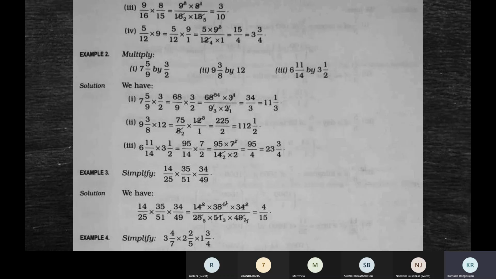Now somebody else. The second and the third one are similar, the same thing. This is a mixed fraction. You should write it as an improper fraction. Both are mixed fractions, so write them as improper fractions.